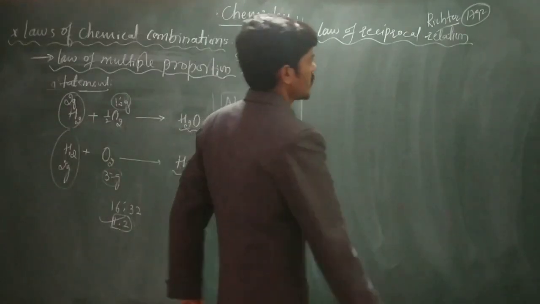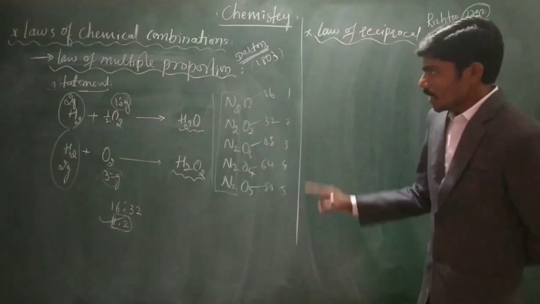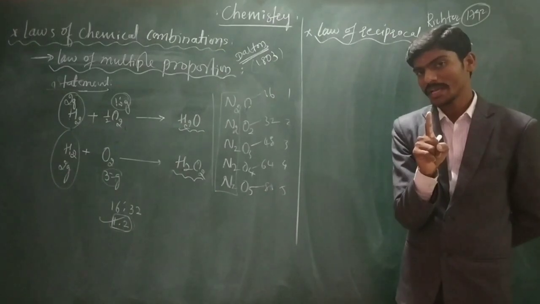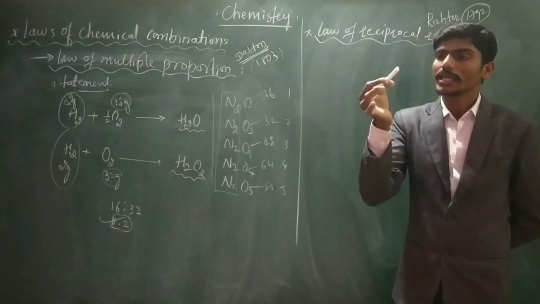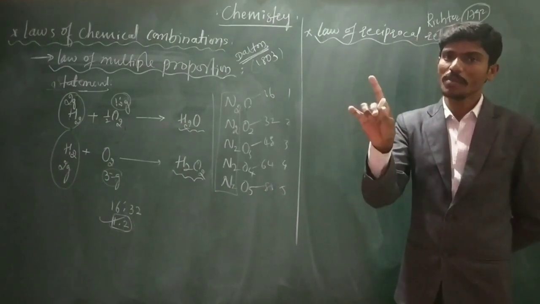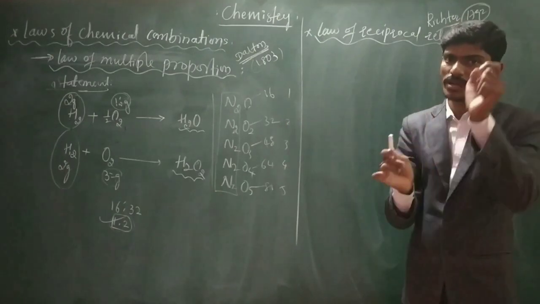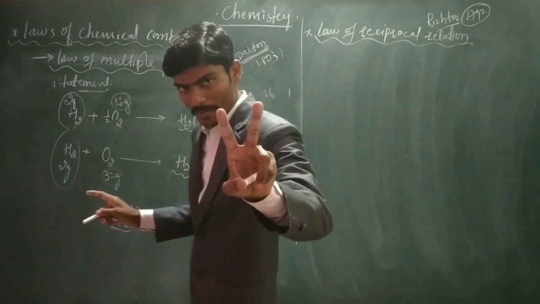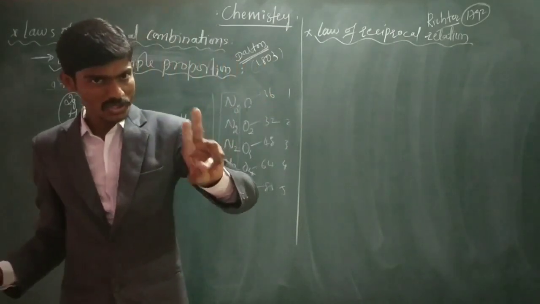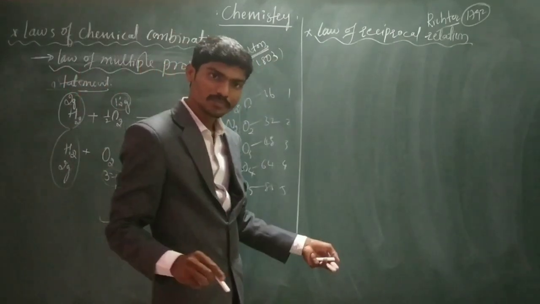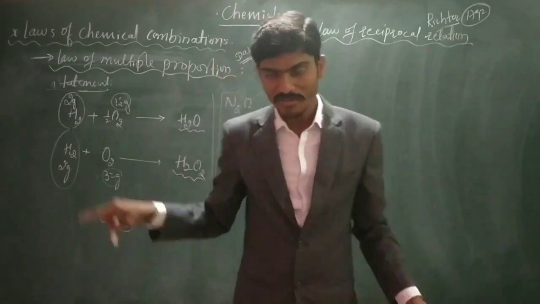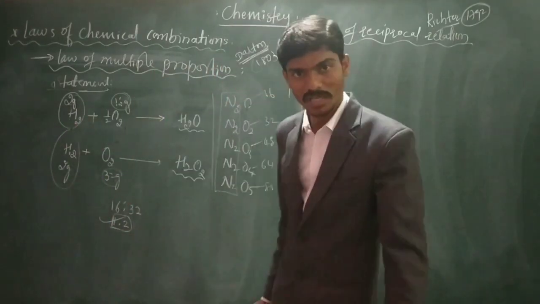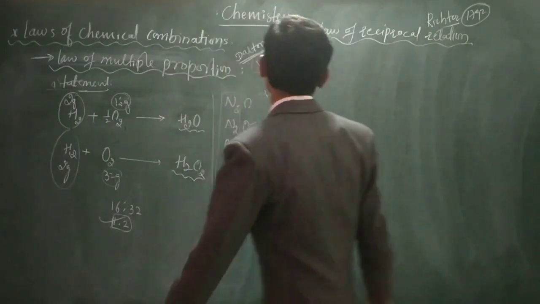So what is the statement of this law? What did we study in the law of definite proportion? What is the statement of definite proportion? A given chemical compound contains the same elements which combine together in a definite ratio. In multiple proportion, two different elements combine with each other to form more than one product. In that, the ratios of masses of one element which combines with the other element are in the simple whole number ratio. But what is here?